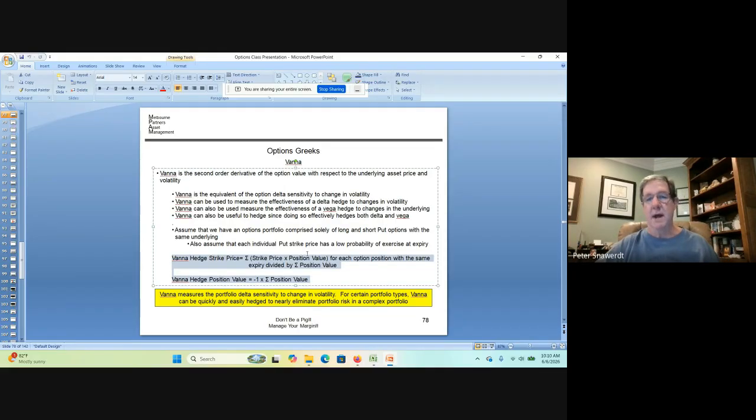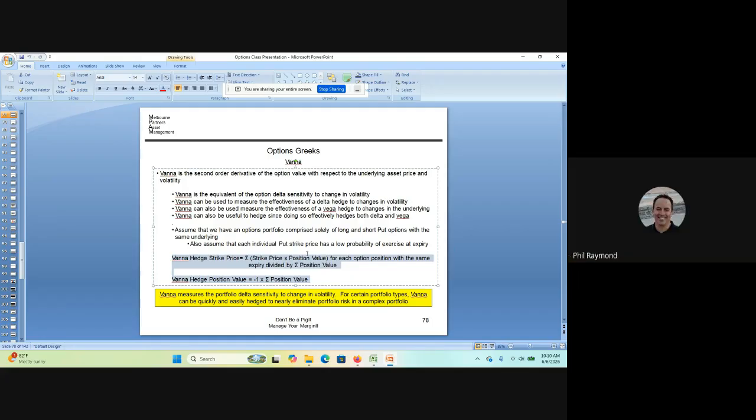You multiply the strike price times the value of that position, okay? The value of the position in terms of dollars. And then you add that to the strike price times the position value for the second position that you may have, and then the third position and the fourth position, until you've finished with all of the puts in that particular expiration. Don't Vanna hedge calls. That doesn't make a whole lot of sense. You want to Vanna hedge only your puts in this particular instance. So we're only worrying about puts here.